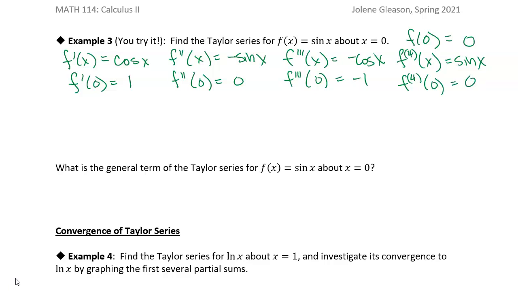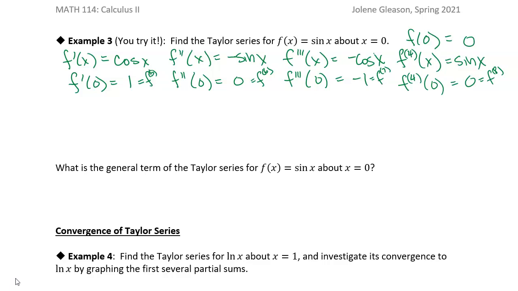So the first derivative is the same as the fifth derivative. Maybe I'll write that in here, f5. And the second derivative is the same as the sixth derivative. And the third derivative is the same as the seventh derivative. And the fourth derivative is equal to the eighth derivative. All right, so we have this pattern.